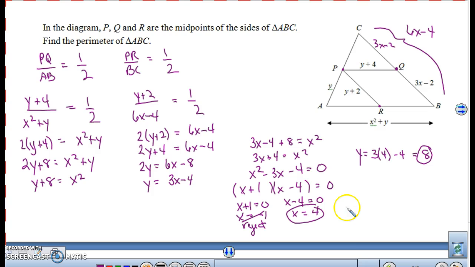So now we want to find the perimeter. We've got to find the length of AB, AC, and BC. All right, so let's go through. AB will be x squared plus y. Well, 4 squared is 16 plus 8 will be 24.